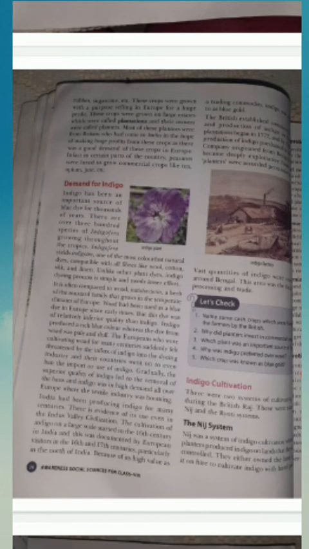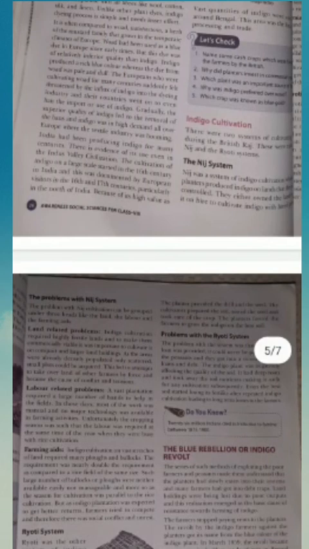And there were many problems with the Nij system. The problems with Nij cultivation can be grouped under three heads: the land, the labor and the farming aids. First, the land related problem. Indigo cultivation required highly fertile land, and to make it commercially viable, it was important to cultivate on compact and larger landholdings. This led to attempts to take over the land of other farmers by force and became the cause of conflict and tensions.